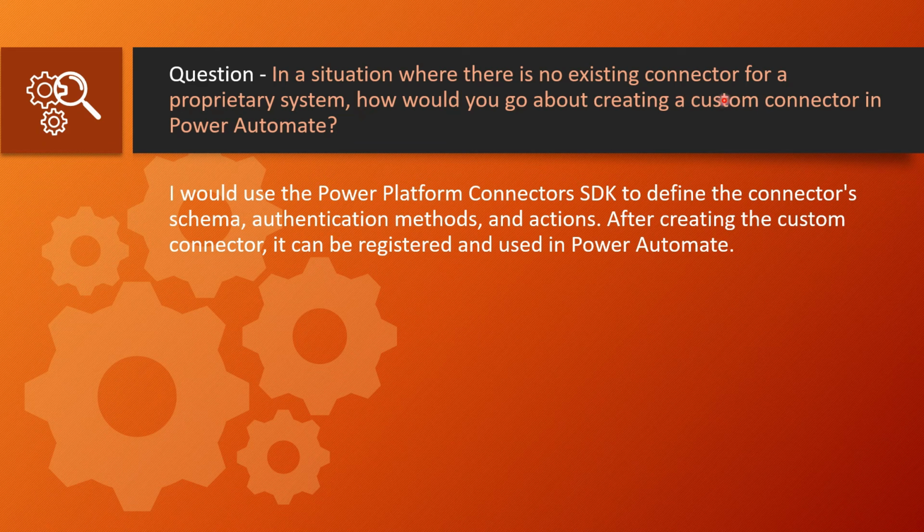Suppose there is a situation where there is no existing connector for a proprietary system. How would you go about creating a custom connector in Power Automate? Here the interviewer wants to ask how you will create the custom connector. You just need to tell them how you would use the Power Automate connector SDK to define the connector schema, define the authentication method, and define the actions. After creating the custom connector, it should be registered, and after that you can utilize it in your Power Automate.